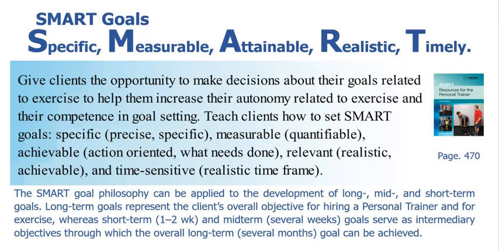Measurable refers to setting goals that can be tracked, such as pounds lost or improvements in strength in bench press, for example. Attainable means setting goals that are achievable within the client's current abilities or resources. Realistic also refers to relevant. The goal should be appropriate and meaningful to the client's lifestyle. And timely means establishing a time for goal completion, even if it is a flexible or soft deadline.